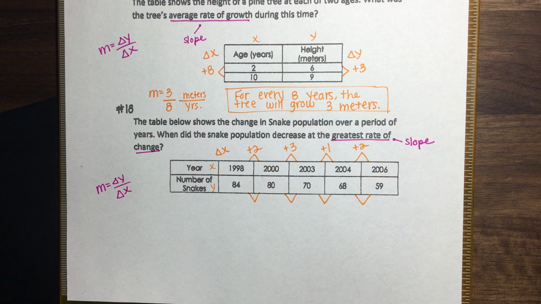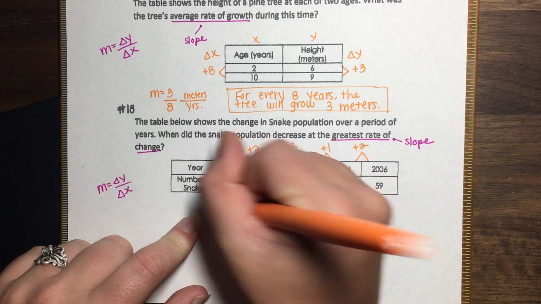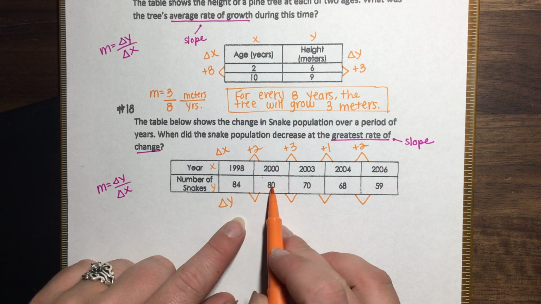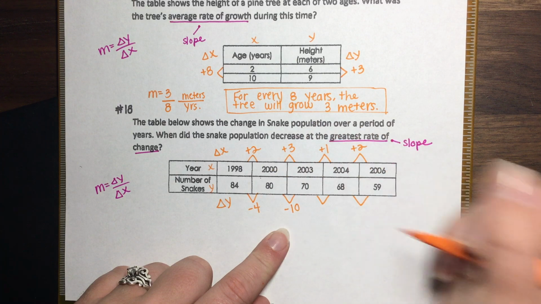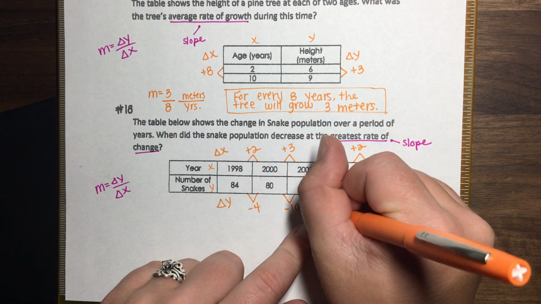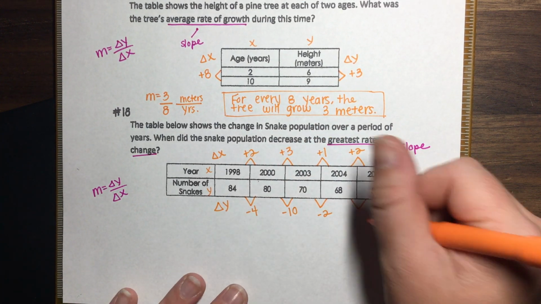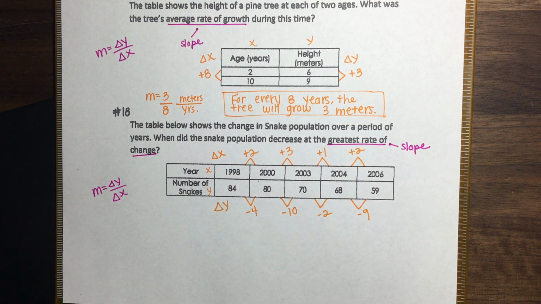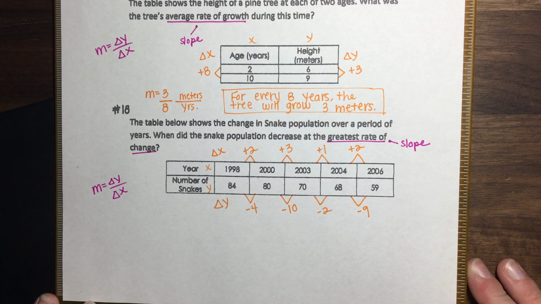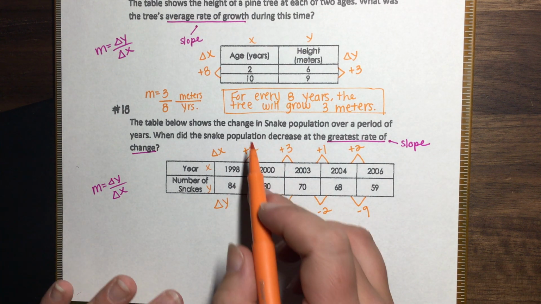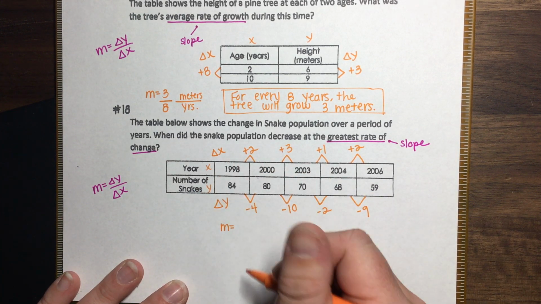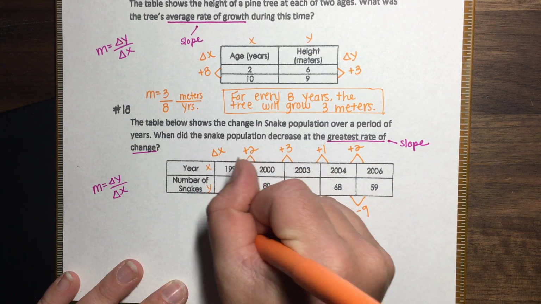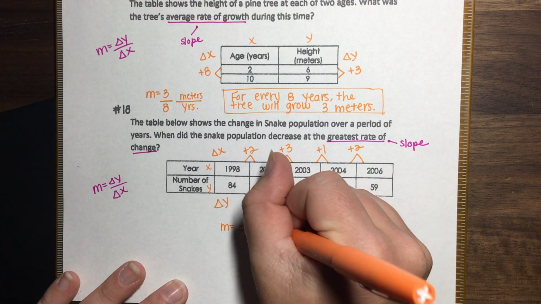All right. Then for my change in y, which is my number of snakes, I decrease by 4 here. Then I decrease by 10. Then I decrease by 2. And then I decrease by 9. All right. But it's asking for the greatest rate of change. So I've got to find all of these different slopes and compare them. So I start here. I have m equals my change in y over my change in x. So I get negative 4 divided by 2. Okay, keep going with that process.